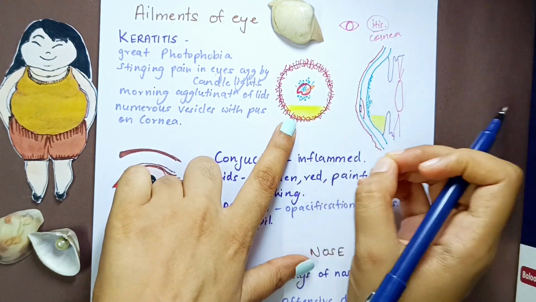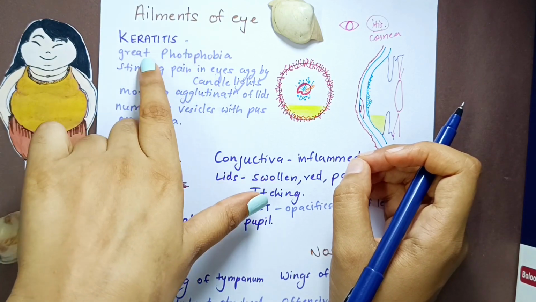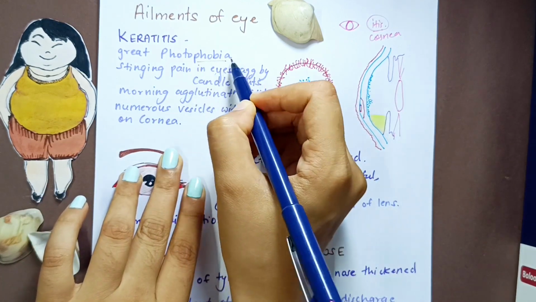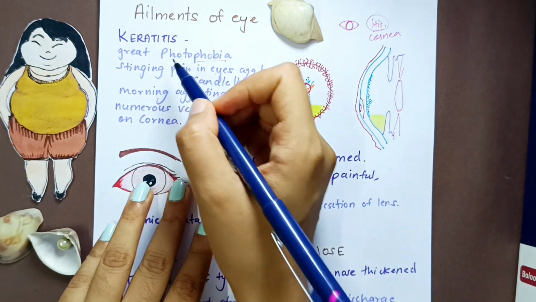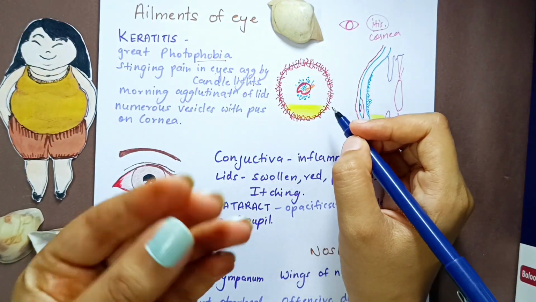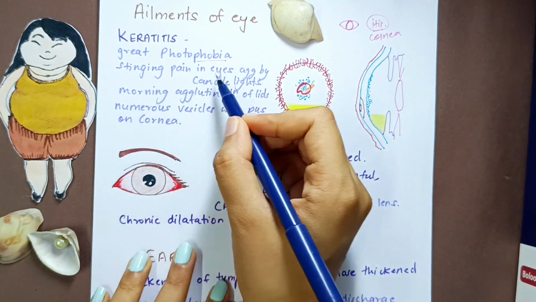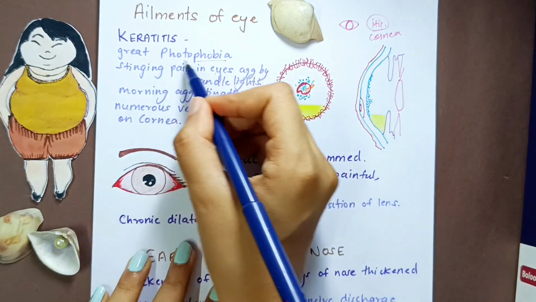It is actually pus. So see over here what Dr. N.M. Choudhury says, in keratitis these patients will have great photophobia. Photophobia meaning, phobia means fear. We all know phobia means fear. Photo means light. So they have fear of light. Basically their eyes cannot tolerate light. So that will be there. Stinging pain in the eyes aggravated by candle lights. Aggravated by candle lights again because there is photophobia.